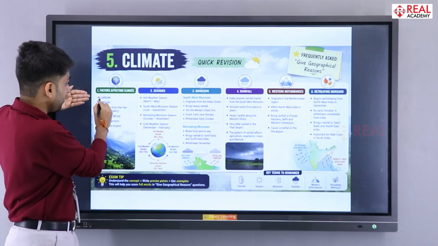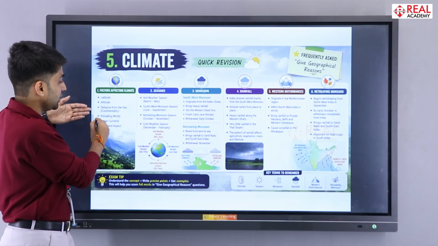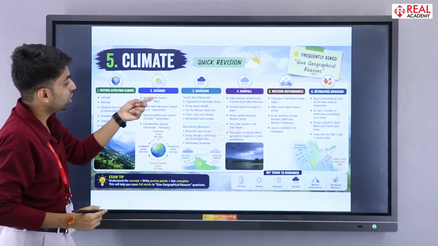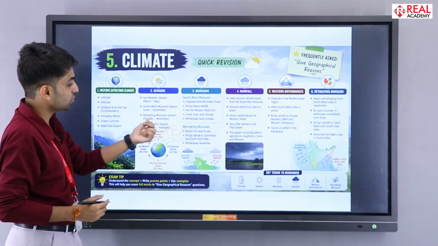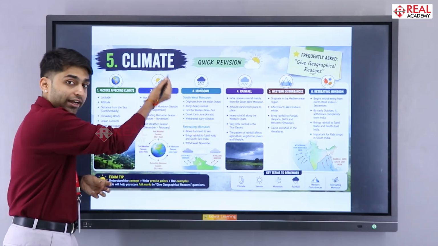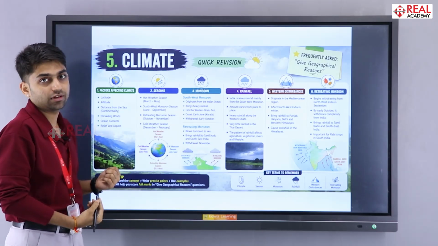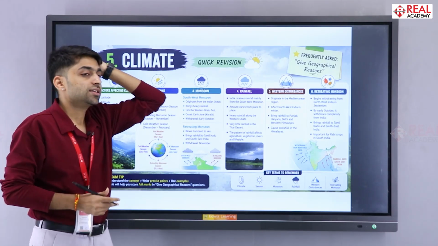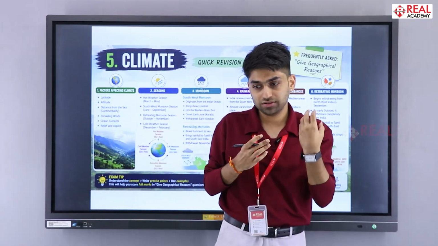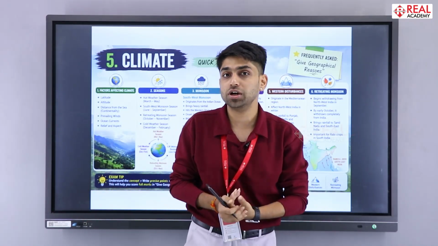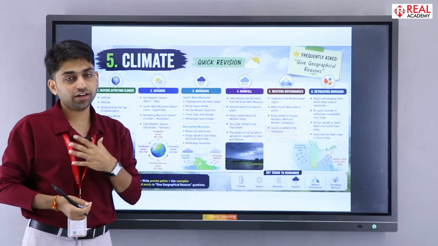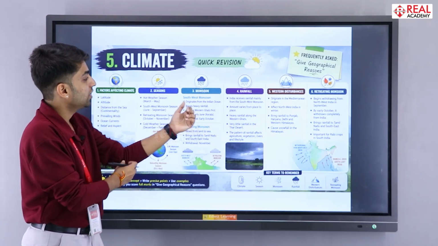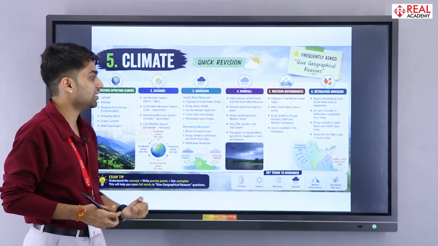Then you need to remember latitude, altitude, distance from sea, prevailing winds, ocean currents, relief and aspects, hot weather season, southwest monsoon, retreating monsoon season, and in which months all these things are happening. You need to memorize this. Then comes the monsoon part. Southwest monsoon is the wind which brings the normal rainfall in our country, and the rain which we experience in our state Maharashtra is also coming from this monsoon. It brings heavy rainfall, it hits the Western Ghats first.